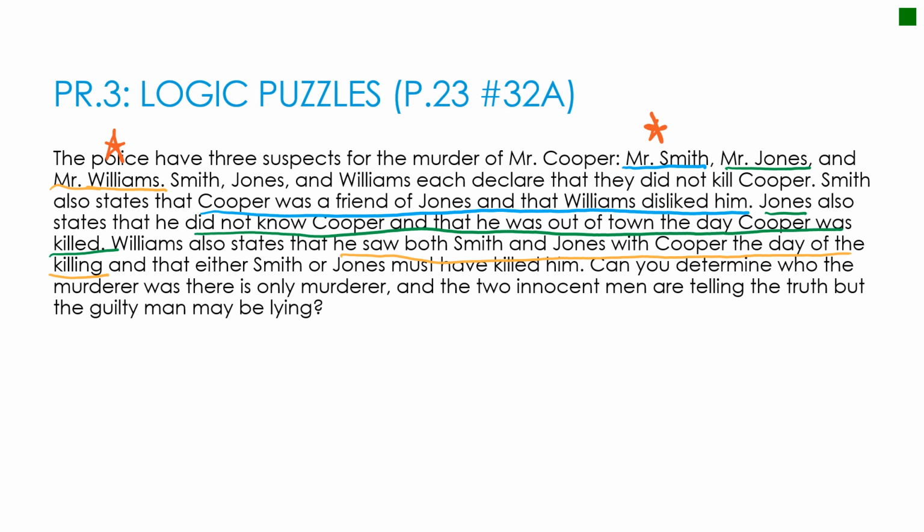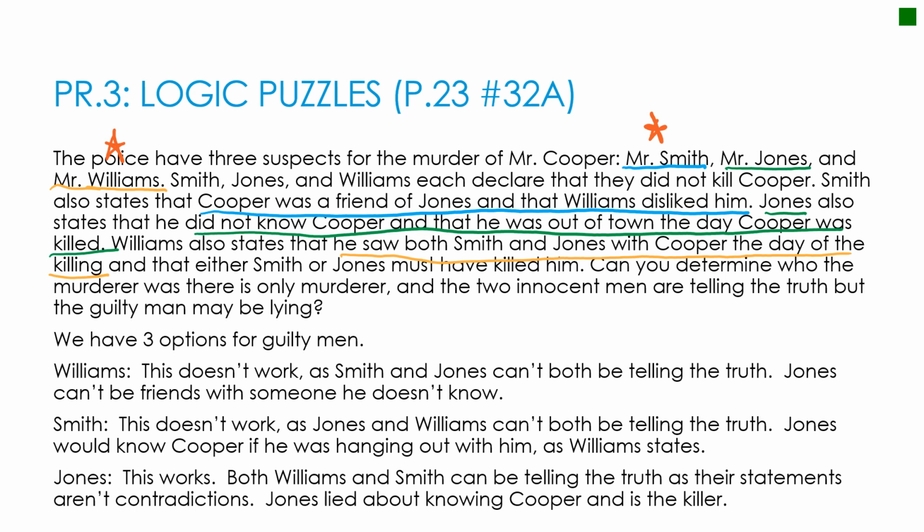Mr. Jones is the killer. That means Smith and Williams are telling the truth. Smith says Cooper's a friend of Jones and Williams dislikes him. And Williams says Smith and Jones were with Cooper the day of the killing, and therefore one of them must be the killer. And so those two do not contradict one another. Therefore, it's very possible that Jones was with Cooper the day he was killed, and he was the killer. So I have it all written out nicely for you, but I wanted to talk through it with you. So here's our three options, and of course we decide that Jones is the killer.